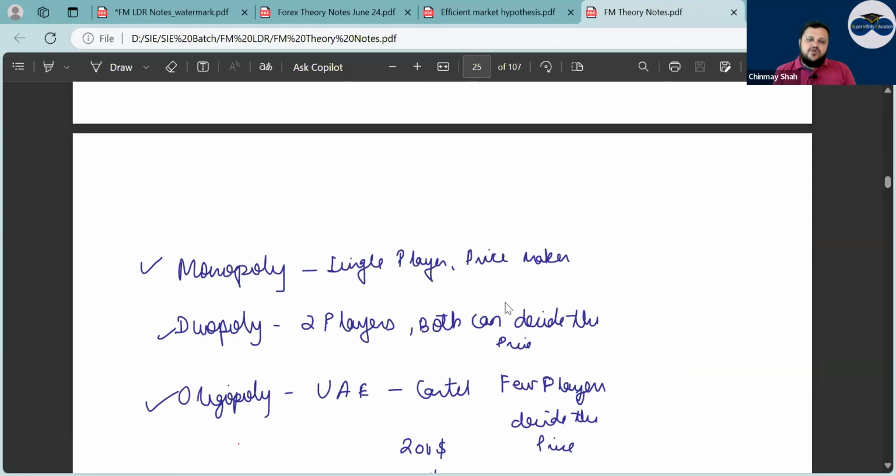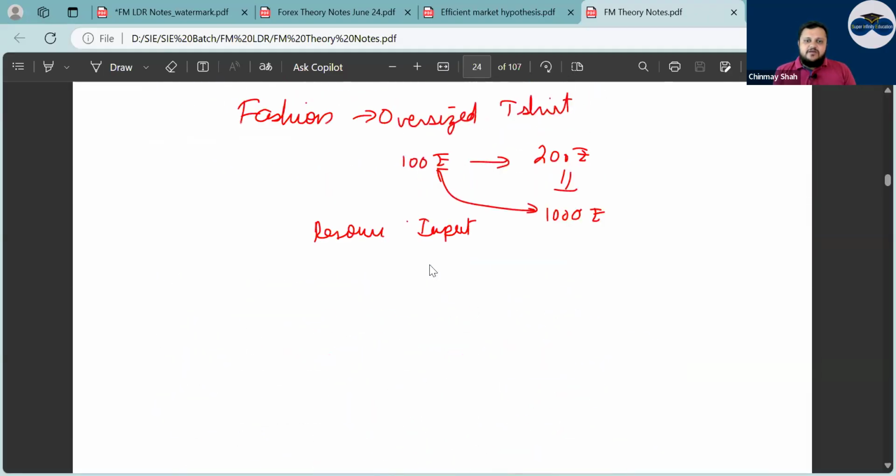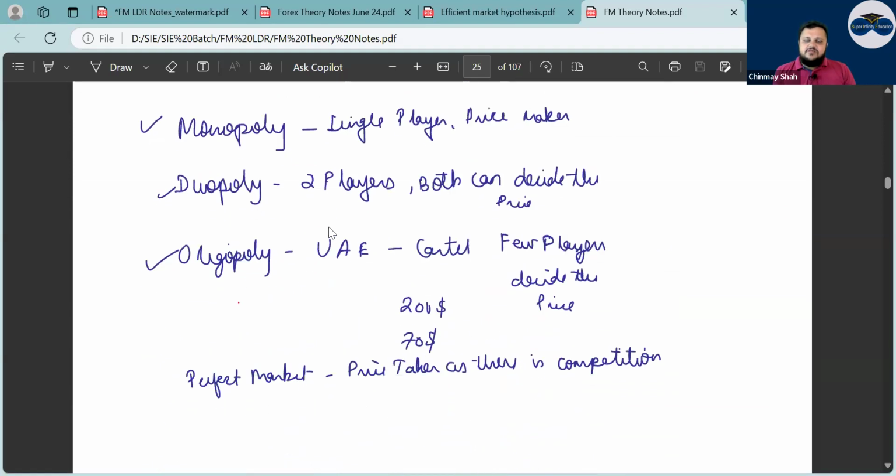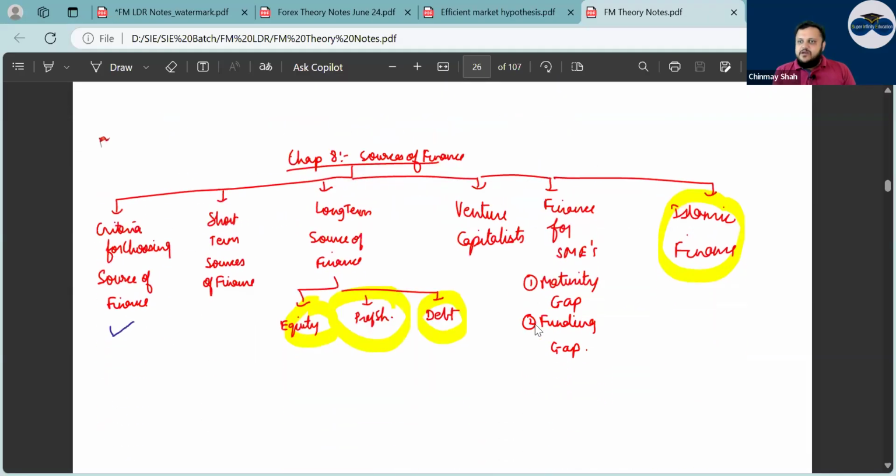Then there is something called monopoly, a single player, right, who is a price maker. Then there is duopoly, two players who can decide the price, right now Airtel and Jio, correct? Then you have oligopoly, like UAE, right? The cartel. Oligopoly is what? A cartel of sellers trying to what? Make the price. Or there is a perfect market, where everyone is a price taker, correct?